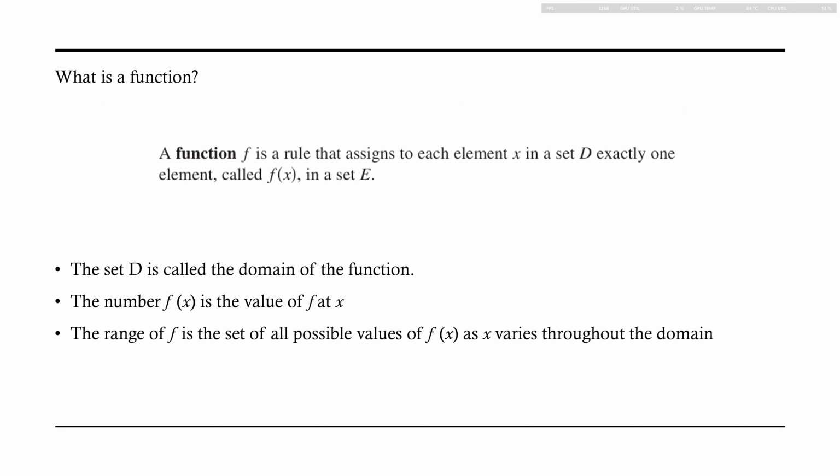What is a function? A function f is a rule that assigns to each element x in a set D exactly one element, called f of x, in a set E. The set D is called the domain of the function. The number f of x is the value of f at x, and the range of f is the set of all possible values of f of x as x varies throughout the domain.